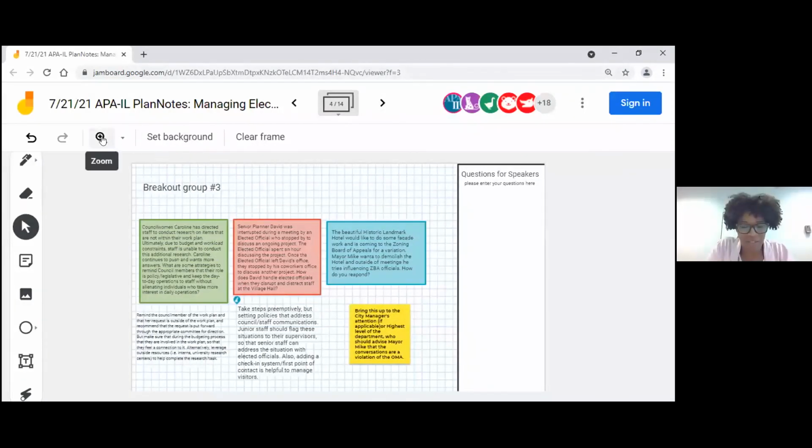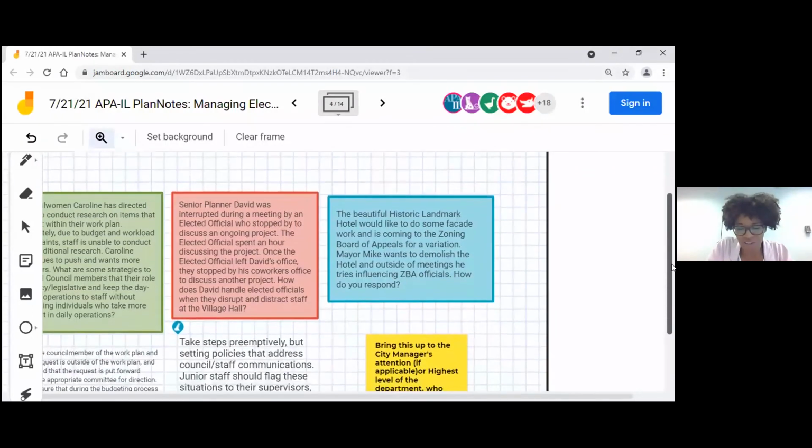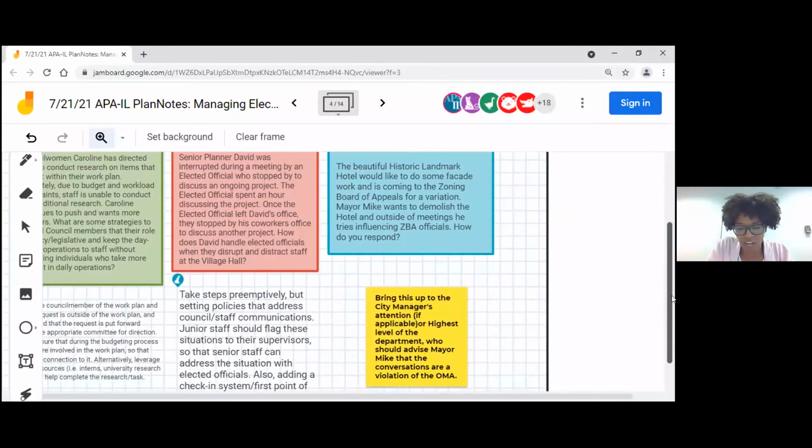So breakout group number 3. I like this third question. The beautiful historic landmark hotel would like to do some facade work and is coming to the Zoning Board of Appeals for a variation. Mayor Mike wants to demolish the hotel, and outside of meetings, he tries influencing ZBA officials. How do you respond?